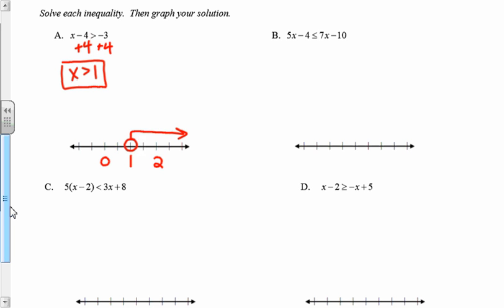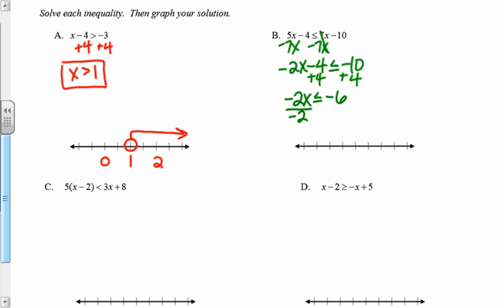On B, there's a little bit more solving involved, but it's the same idea. So I'm going to get all the variables on one side, so I'm going to subtract 7x. So I have negative 2x minus 4 less than or equal to negative 10. Add 4. So now I have negative 2x is less than or equal to negative 6.